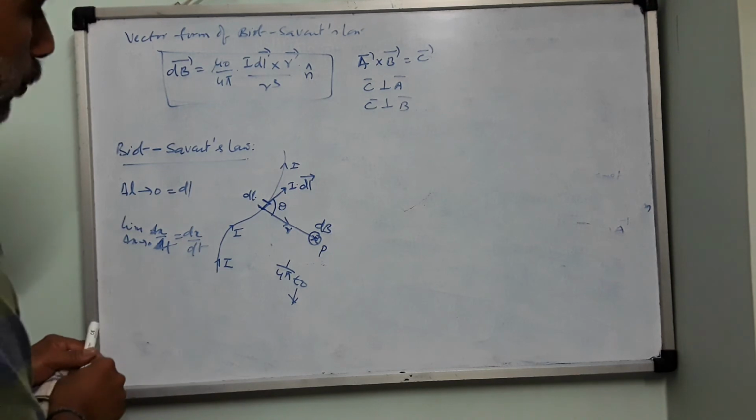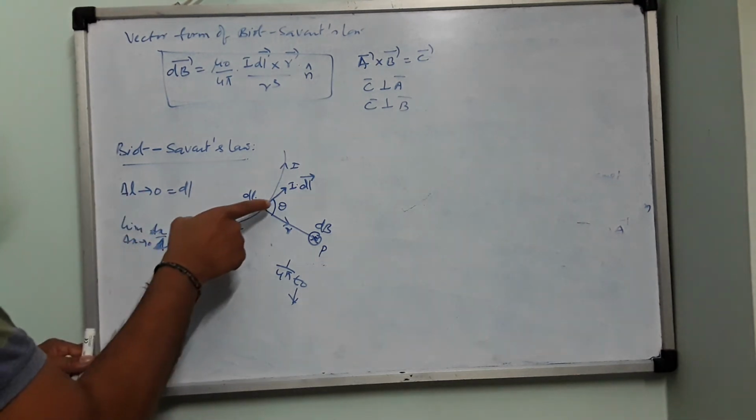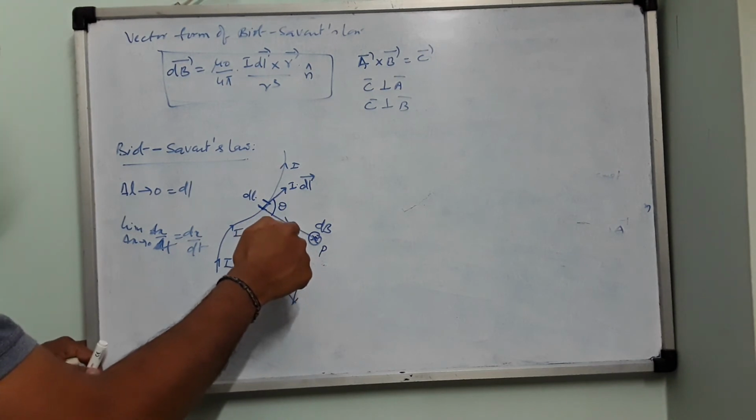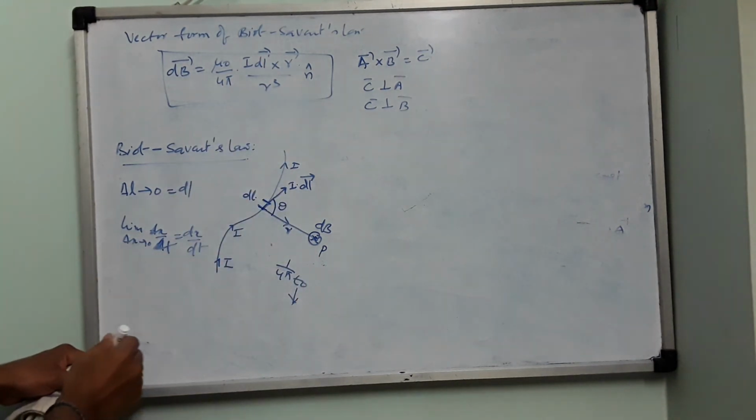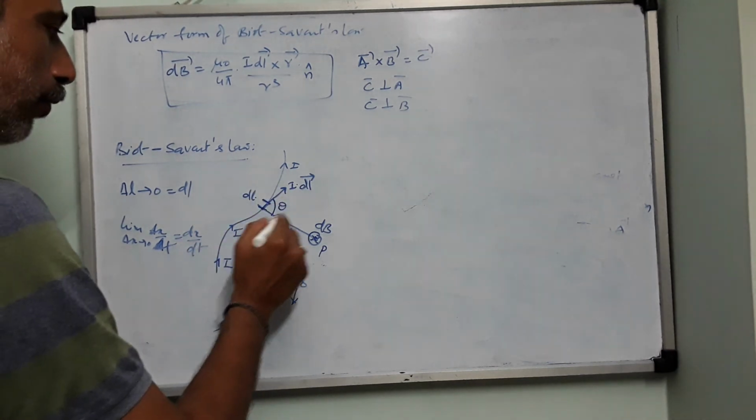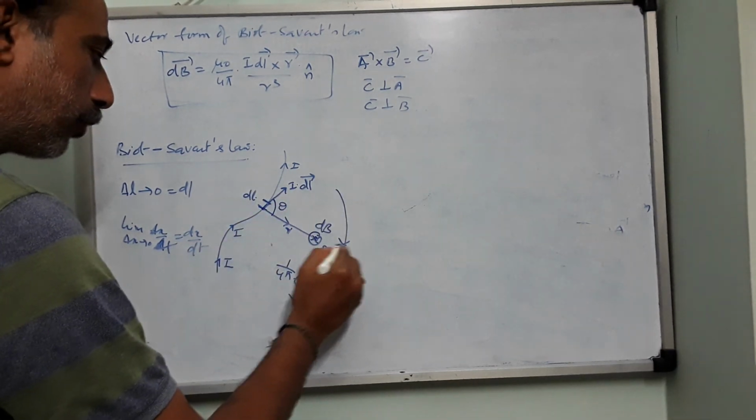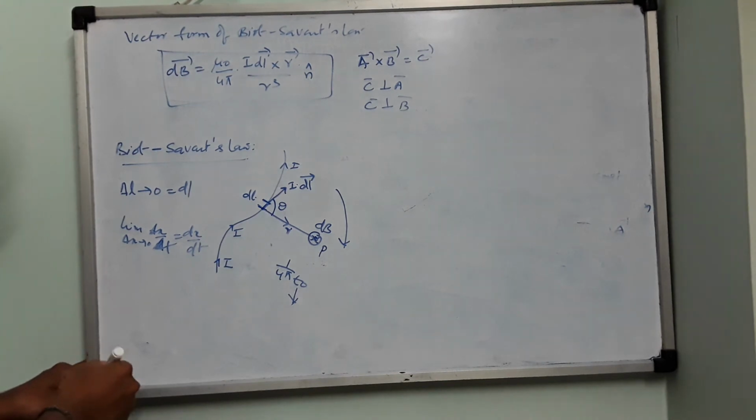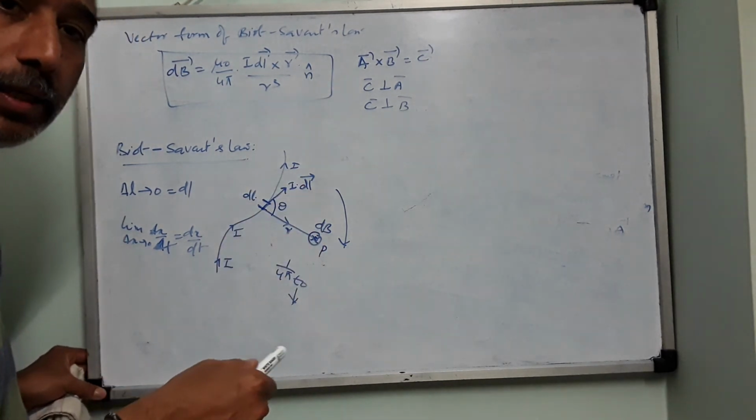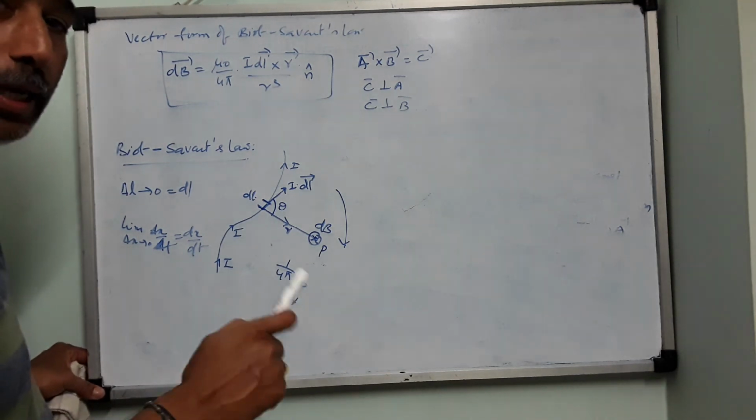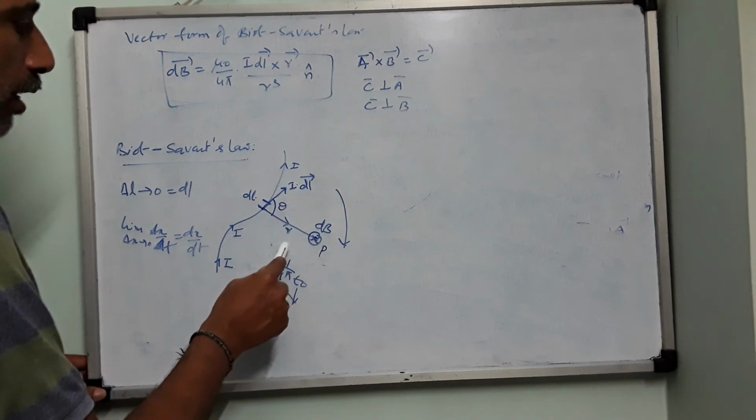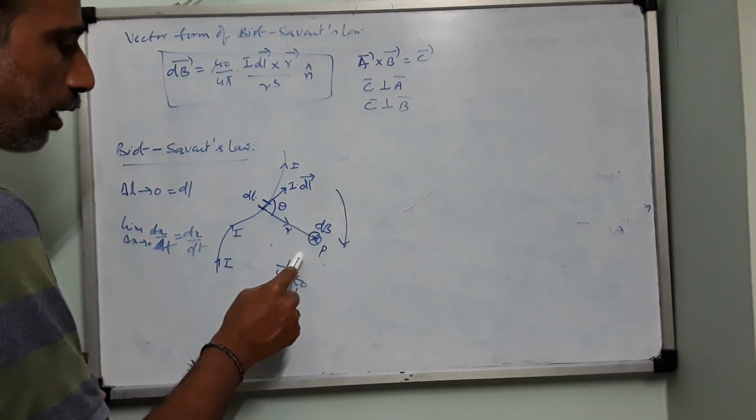So now you see, we have shown the magnetic field normally into the plane of the board. Okay, IDL cross R, you just cross multiply this. How do you do IDL cross R? The IDL vector should be crossed onto the R vector. I taught you in 11th class how actually the cross product is taken. A cross B means vector A should be crossed onto vector B. Similarly, in IDL cross R, vector IDL should be crossed onto vector R.